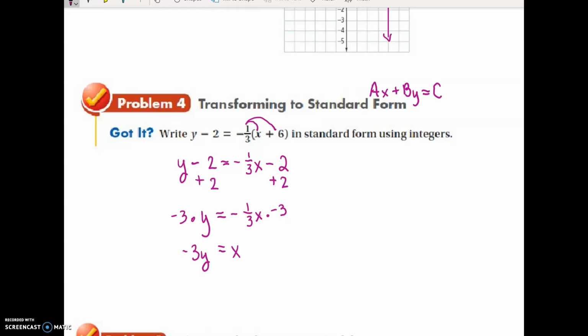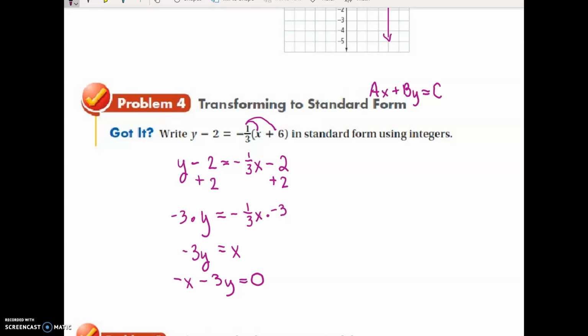Now, there's still an issue because x and y need to be on the same side of the equation. So I'm going to move the negative x, or I should say subtract the x to move it over here with the y. So that would equal 0.